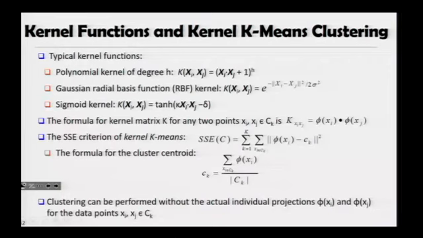So I'm going to ask a question here: why don't we actually need to explicitly know the definition of the feature transformation, the kernel transformation function phi? Anyone know?